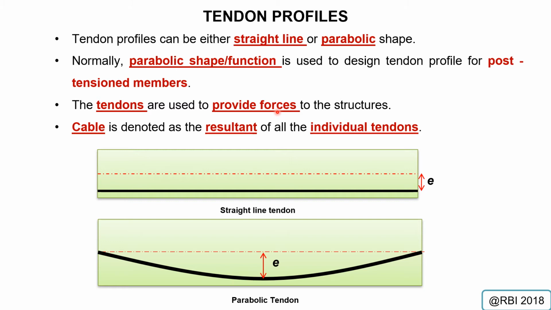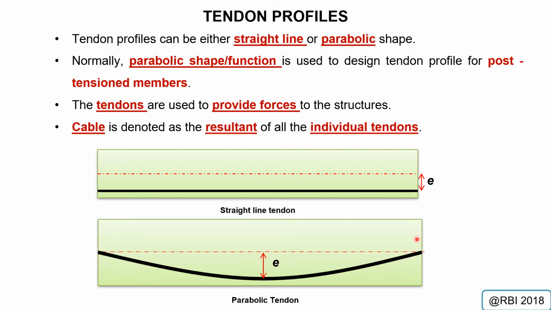That is the behavior of the tendons. A cable is denoted as the resultant of all individual tendons. So each line of the tendon represented in the profile represents one cable, one tendon.